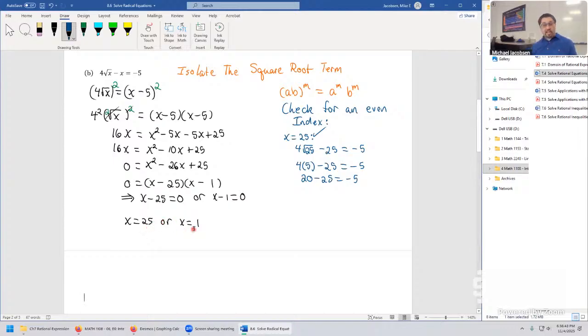We do it all over again with x equals 1. Plug 1 back into the original equation. X equals 1, and we'll get 4 times the root of 1 minus 1 equals negative 5. Well, the square root of 1 is just 1, so this is the equation 4 minus 1 equals negative 5, but this is false. That means x equals 1 is an extraneous solution.